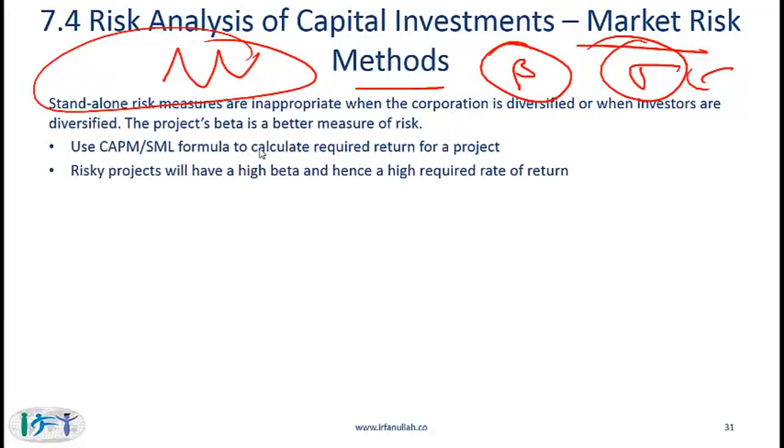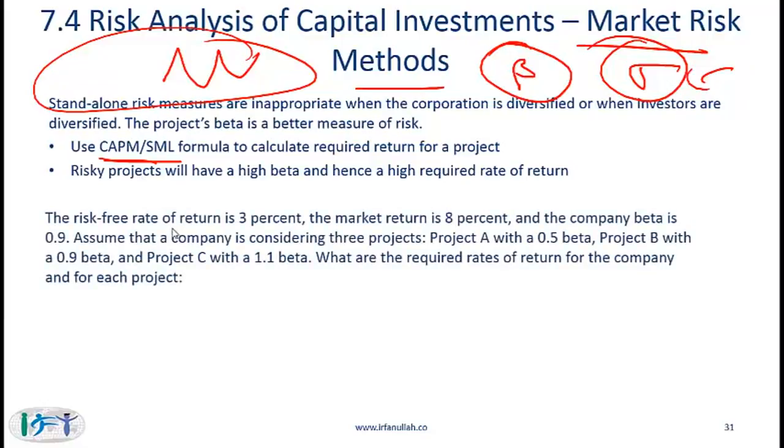Now the point here is that when you look at different projects, you need to use the capital asset pricing model to come up with the appropriate required rate of return. Projects with higher betas will have higher required rates of return. So let's take a simple scenario. For a given company or a given environment, the risk-free rate is 3%, market return is 8%, the company beta is 0.9, and the company is considering 3 projects. Project A with this beta, B with a beta of 0.9, C with a beta of 1.1.